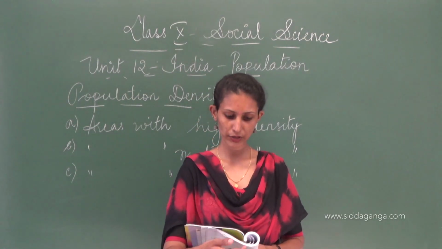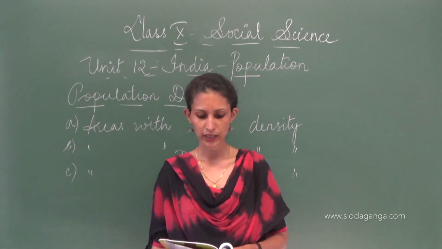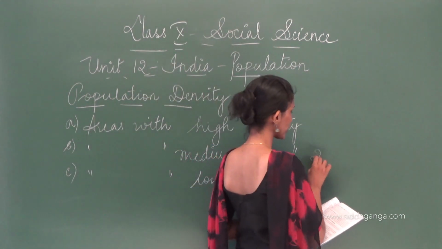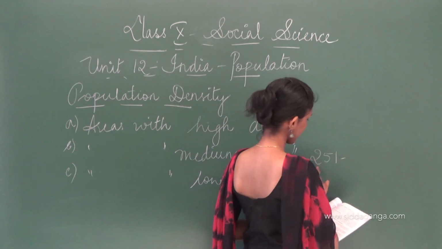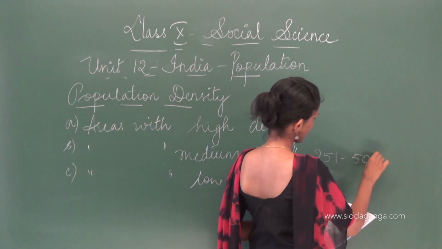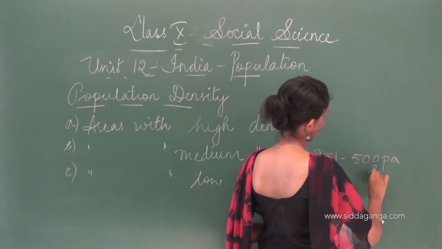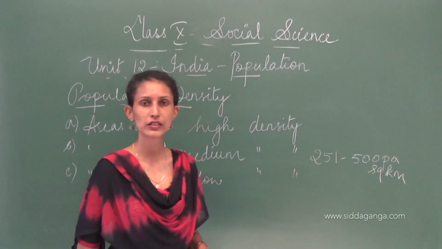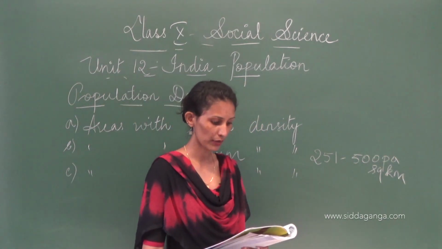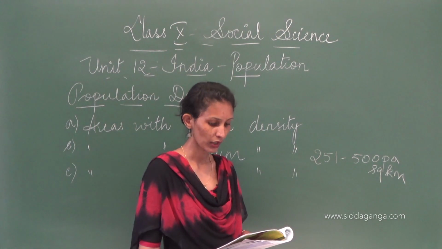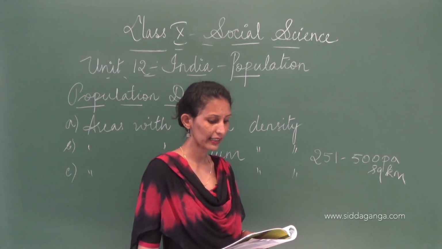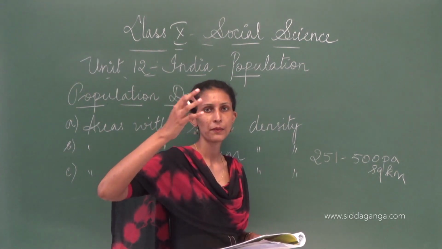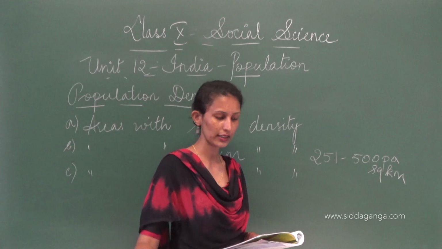Moving on to page 123, areas with medium density. Now what is the area of medium density? Those densities which are in between 251 to 500 per square kilometer. Most of these are in peninsular India, which has water and land on these sides.